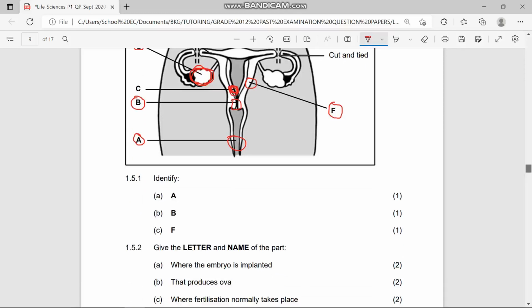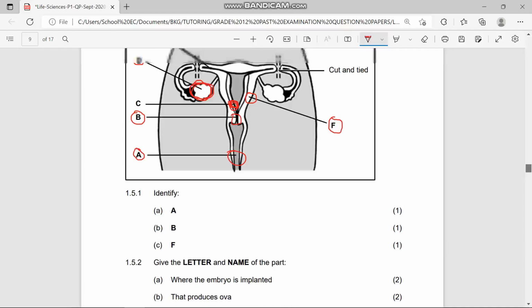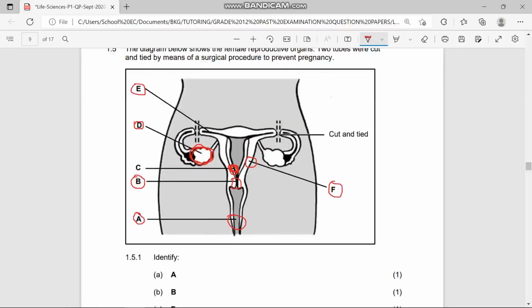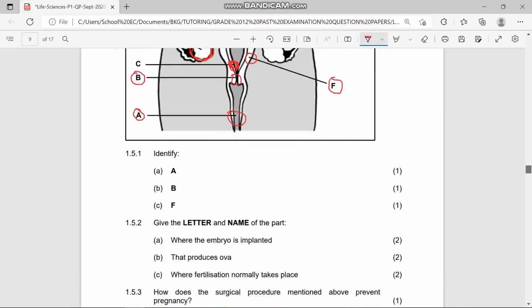C says where fertilization normally takes place. You know that fertilization takes place at the fallopian tubes, at E. Fallopian tubes are represented by E. And the fallopian tubes are the tubes that are cut off and tied. That's why I didn't want to mention their name when I was familiarizing ourselves with the diagram, because I knew they were going to ask. So at the fallopian tubes, it is E.